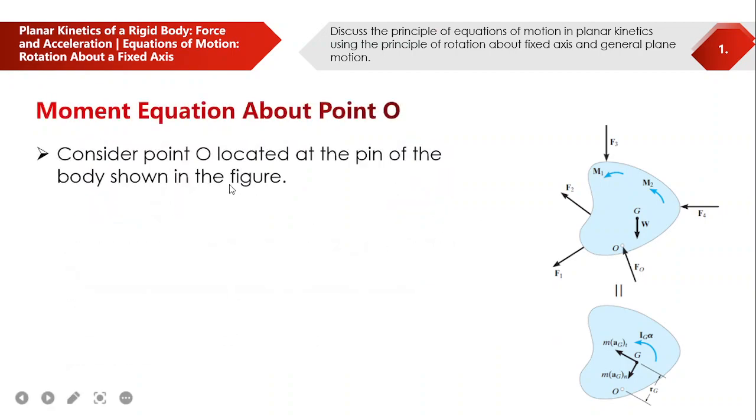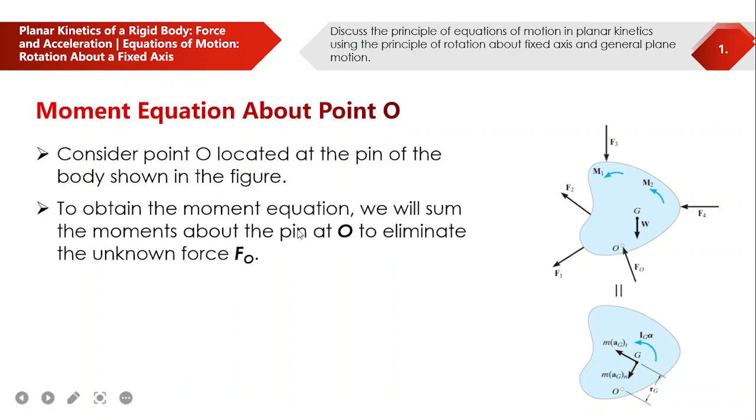Okay? So consider point O located at the pin of the body shown in the figure. Ito, consider itong point na to. Kumbaga ito yung moment equation about point O. So ano yung mga moment equation na pwedeng gamitin natin solving at point O? To obtain the moment equation, we will sum the moments about pin at O to eliminate the unknown forces F sub O. Di ba?